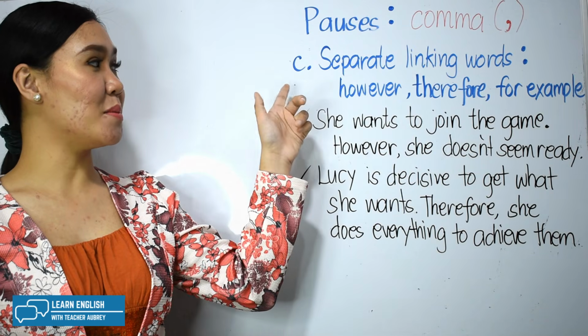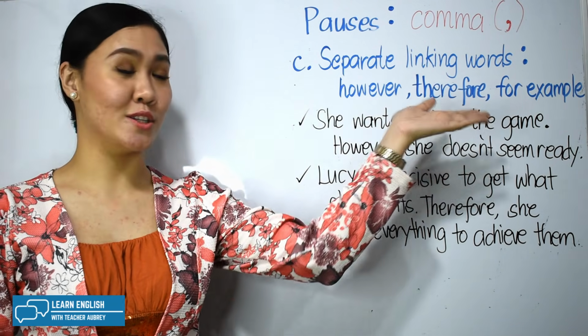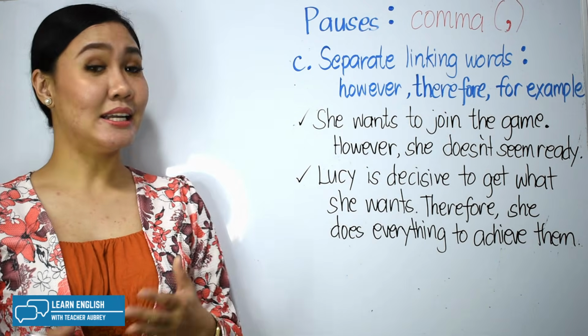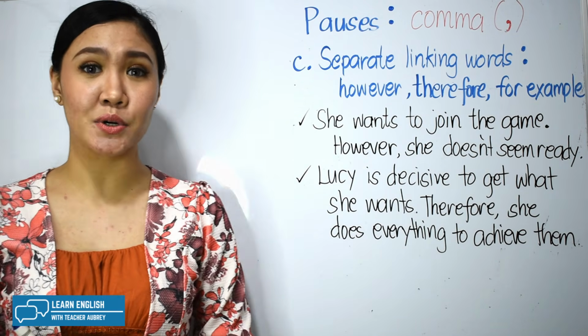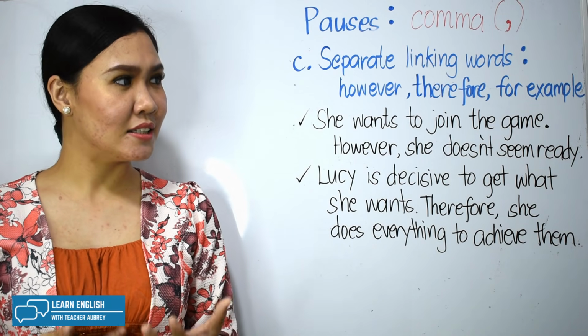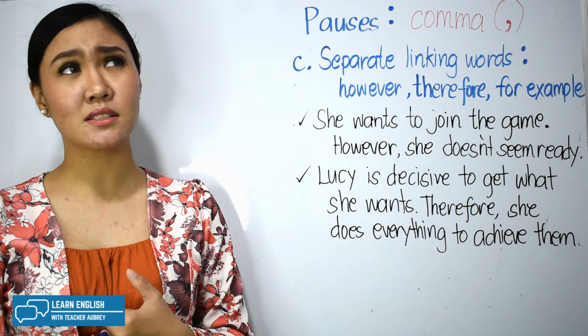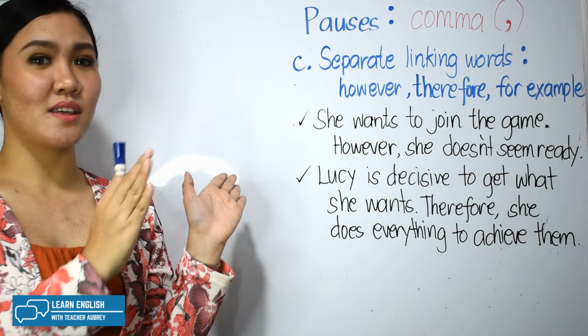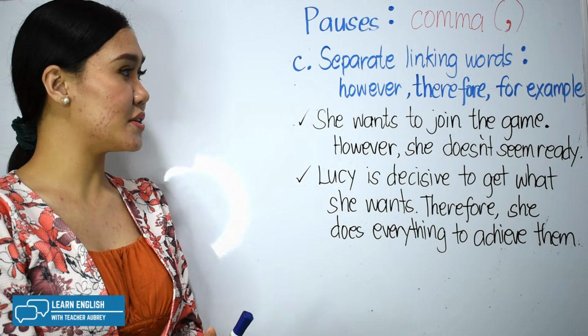We also use comma for separate linking words, such as however, therefore, for example. Ilan yan sa mga halimbawa ng mga linking words na ginagamit natin sa sentence in English. Maaari rin gamitin yung in fact, thus, hence, but let's just focus in these examples. Let's take a look at the sentence.